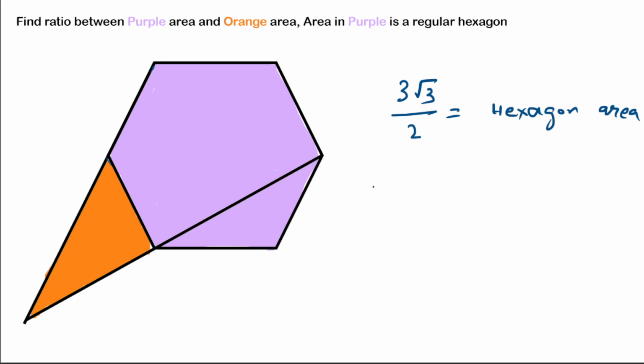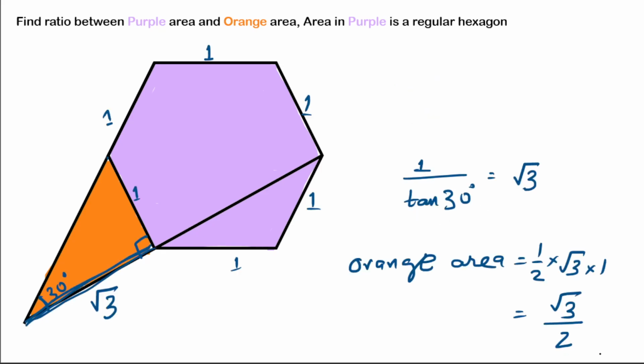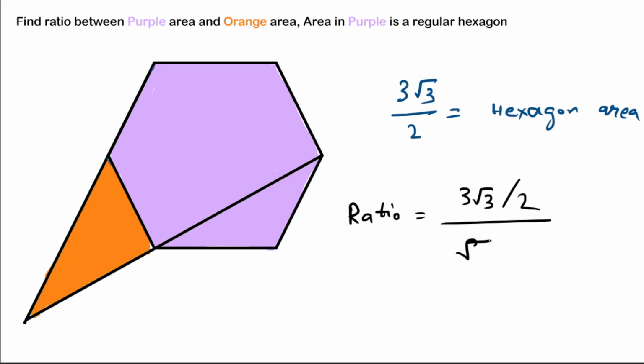And now what is the ratio? The ratio would come out to be 3 root 3 by 2 and what is the other one? Root 3 by 2, right? So root 3 by 2. So it comes out to be 3.